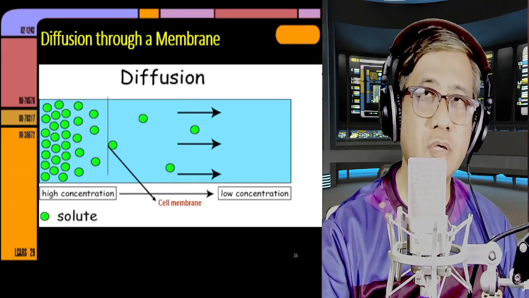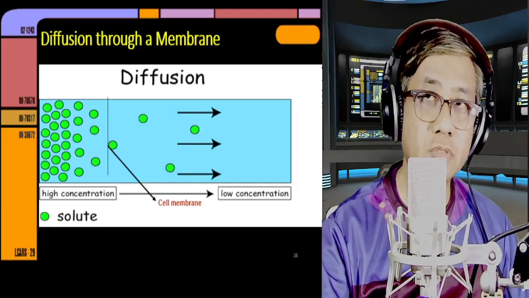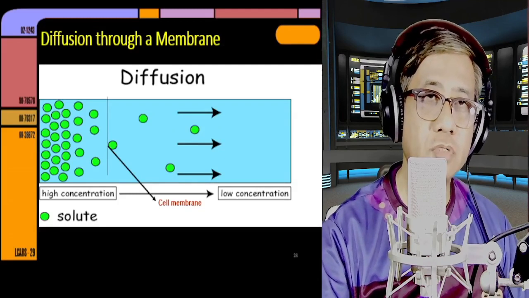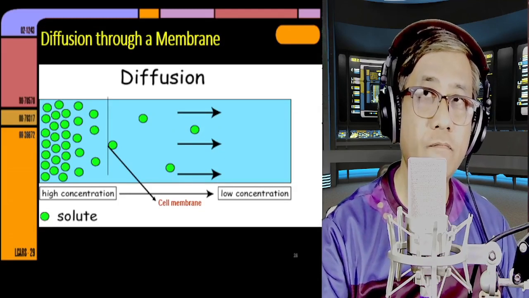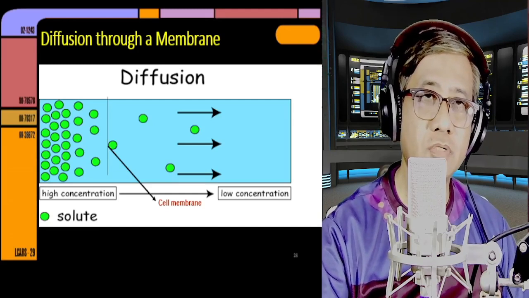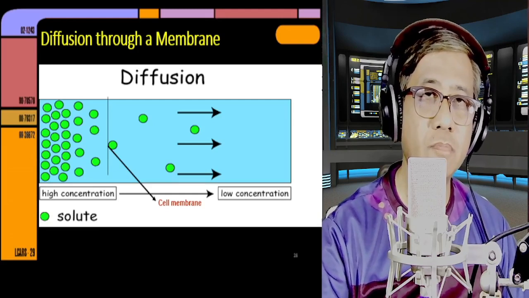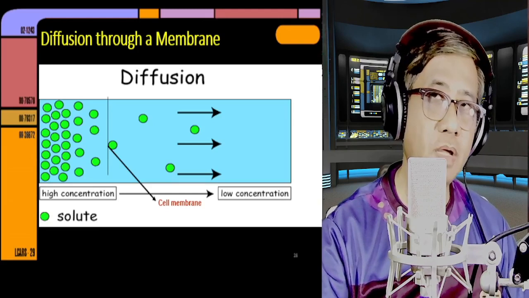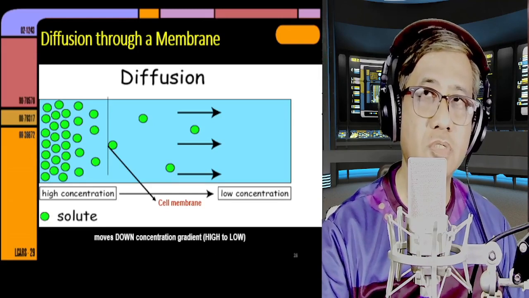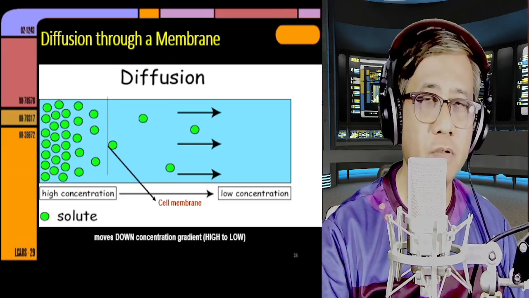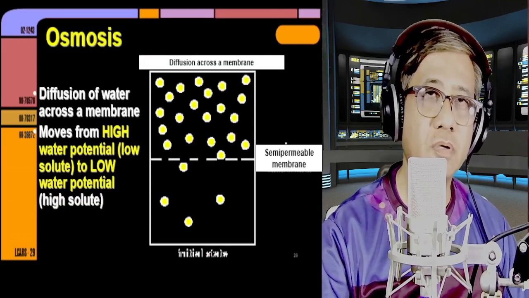Again, molecules here don't require energy to move from a region of high to low concentration because the molecules are moving down the concentration gradient. Molecules move from a region of high concentration to a region of low concentration. So molecules move down the concentration gradient.